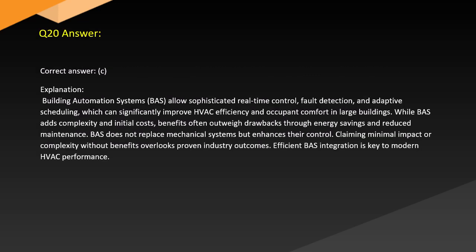Answer. Correct answer, C. Explanation. Building automation systems (BAS) allow sophisticated real-time control, fault detection, and adaptive scheduling, which can significantly improve HVAC efficiency and occupant comfort in large buildings. While BAS adds complexity and initial costs, benefits often outweigh drawbacks through energy savings and reduced maintenance. BAS does not replace mechanical systems but enhances their control. Claiming minimal impact or complexity without benefits overlooks proven industry outcomes. Efficient BAS integration is key to modern HVAC performance.